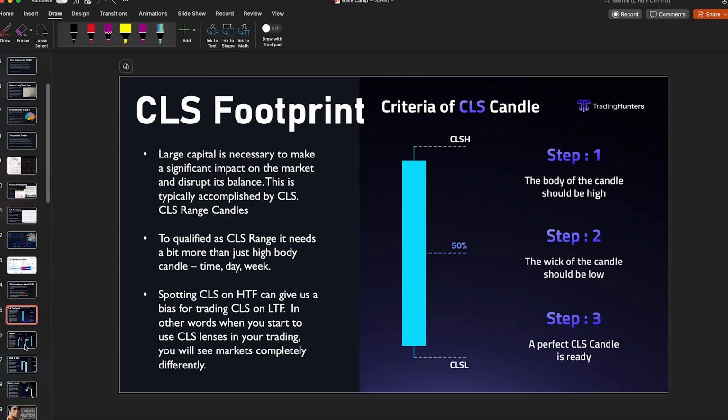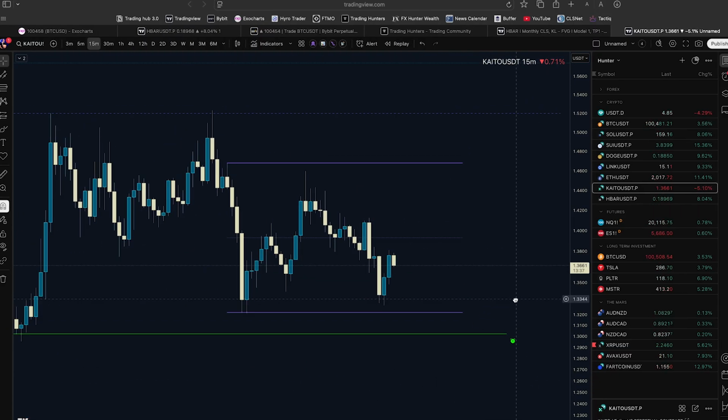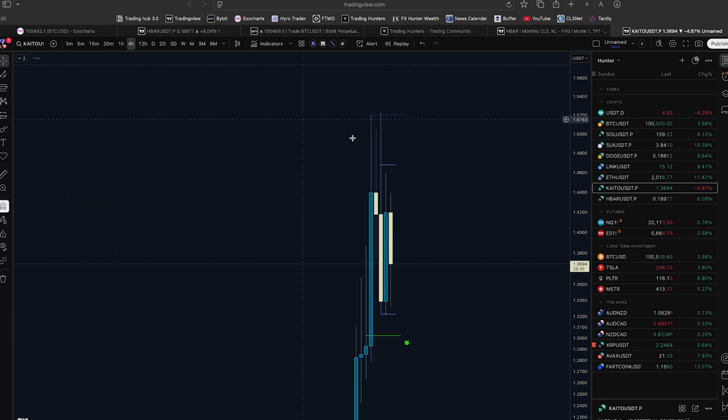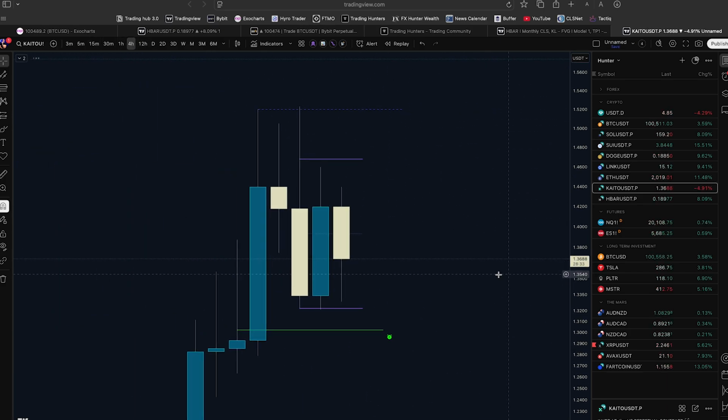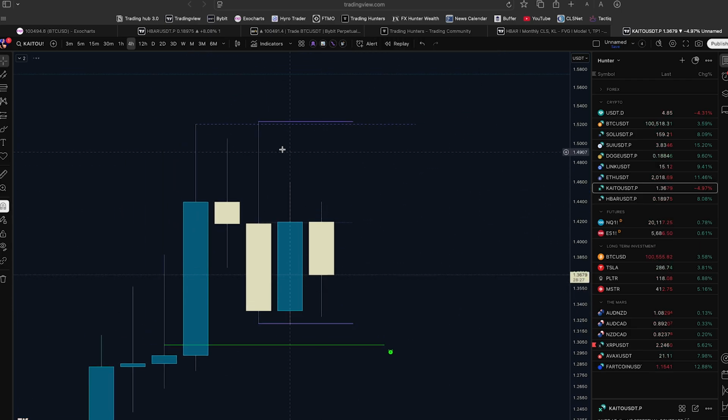And what I want to explain to you, the CLS, these big guys are simply doing big candles, right? That's it, right? So what you need to see is a big candle. So if we're looking here on this chart, right? Let's consider that there was someone who has made this big move, right?